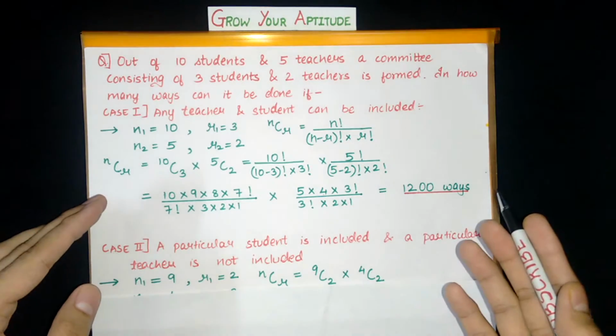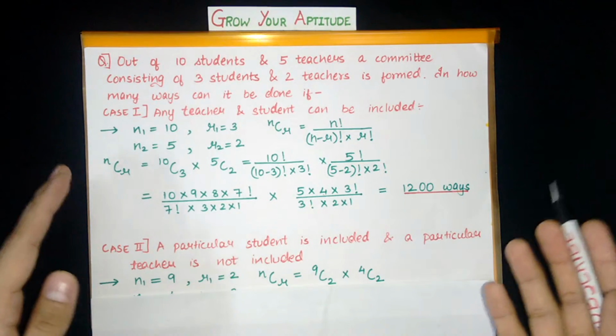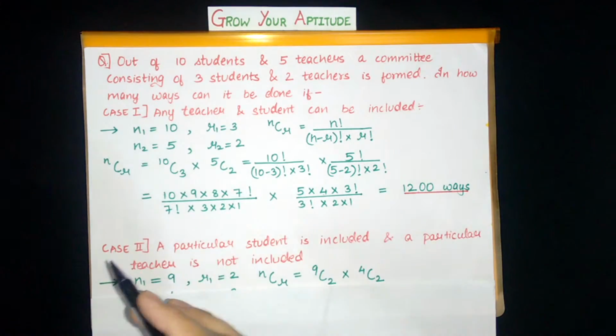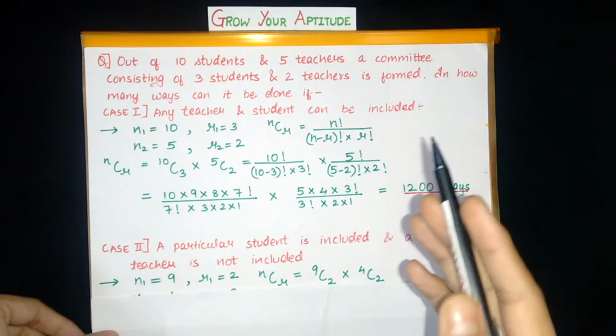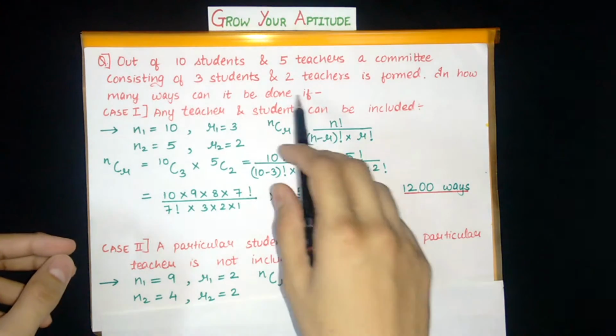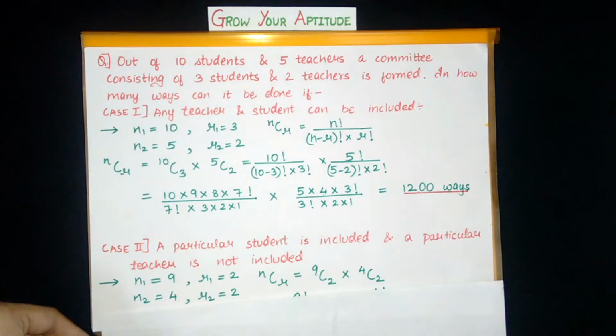And as far as teachers are concerned, a particular teacher is not included on the committee, which means that out of a total of 5 teachers, 1 teacher is excluded. It is not included, and that is why N2 becomes 4 and R2 is 2, because there are 2 teachers supposed to be on the committee. So R2 remains the same, that is 2.